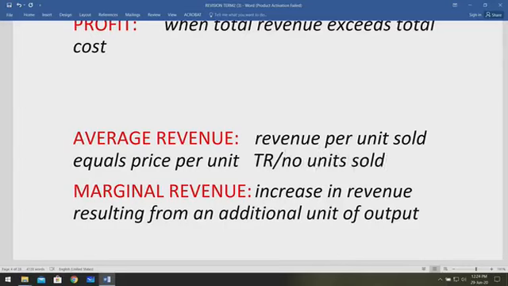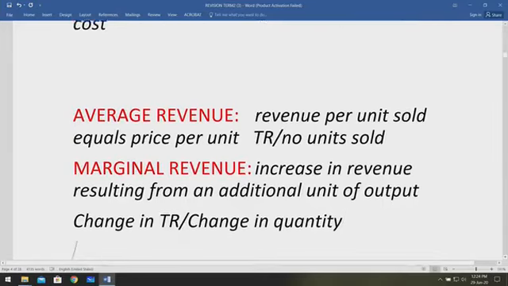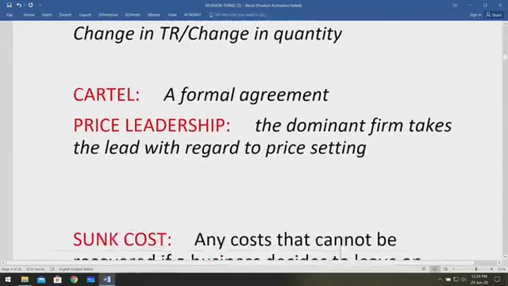Right? Whereas your marginal revenue, on the other hand, the formula for your marginal revenue would be, once again, you'd start with your change in total revenue divided by your change in quantity, or output, or units sold. Okay, so that is the formula that you will use for calculating those, right? But just important, your average revenue is the same as your price per unit, whereas your marginal revenue is the increase in revenue from the last unit that was sold.